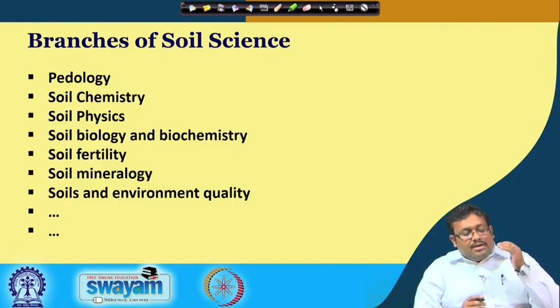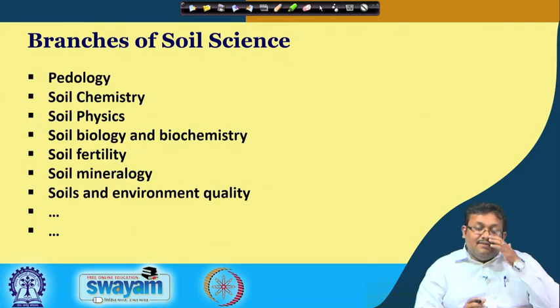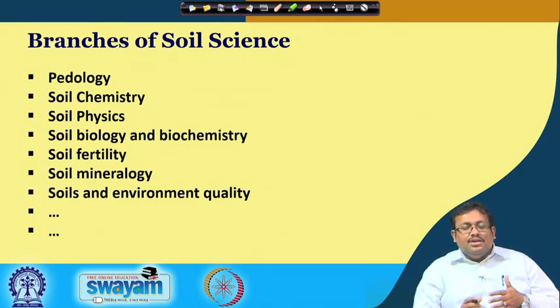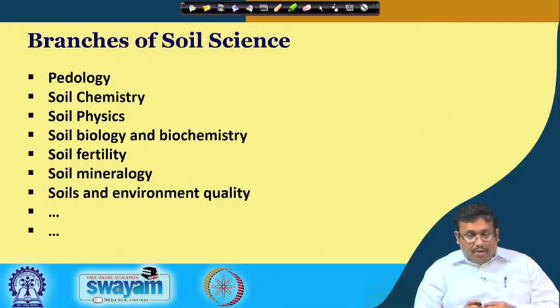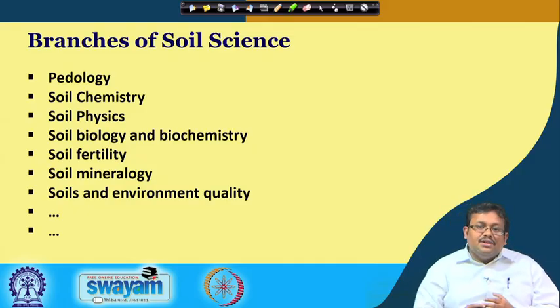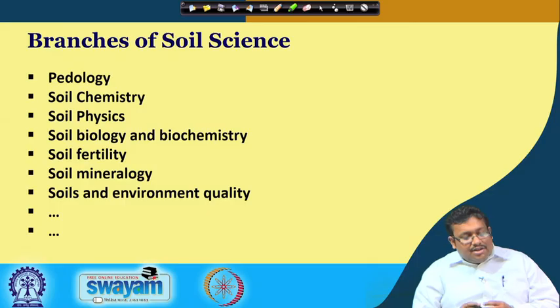So, these are different branches of soil science. I have listed a couple of them, but new branches are evolving each and every day. So, the major important branches are pedology, then soil chemistry, then soil physics, then soil biology and biochemistry, then soil fertility, soil mineralogy, and soils and environmental quality.